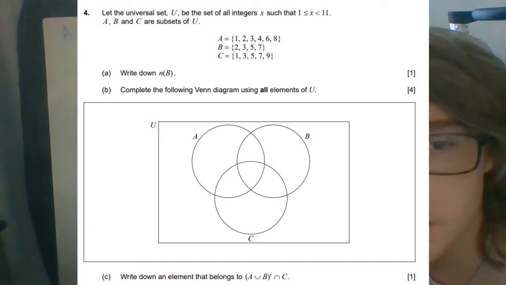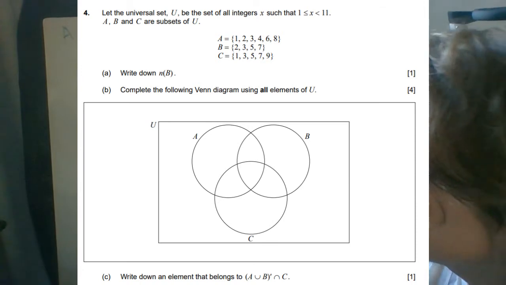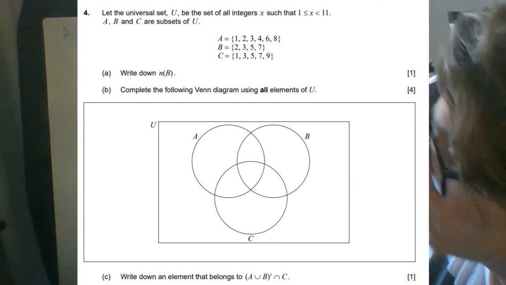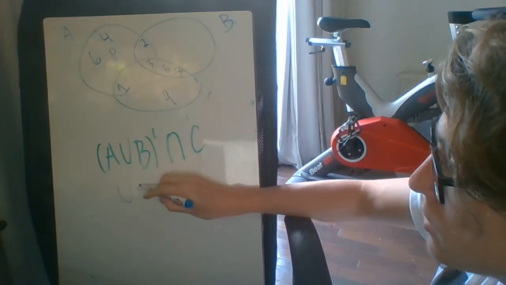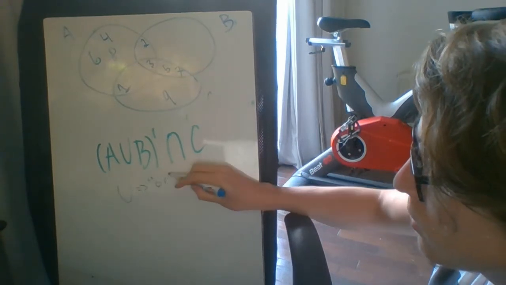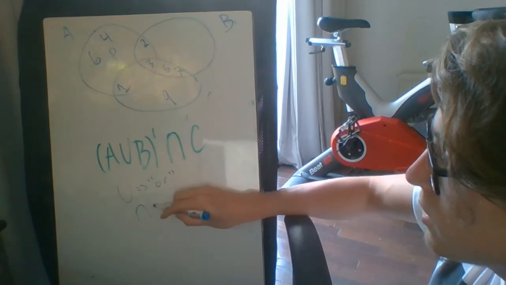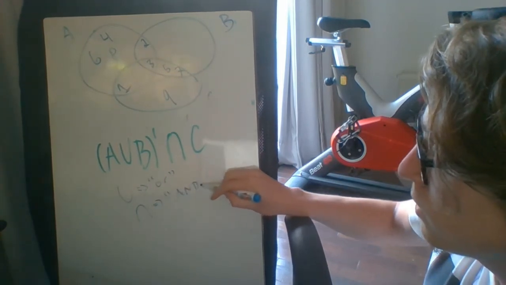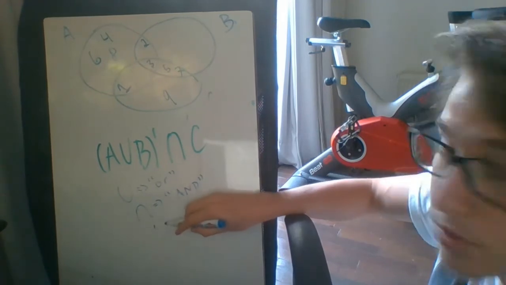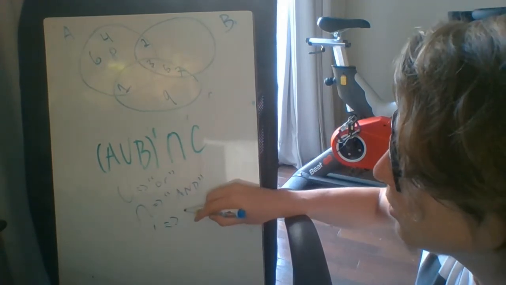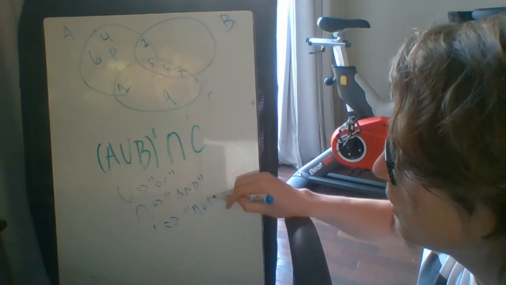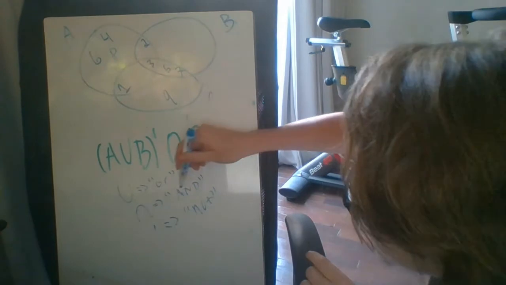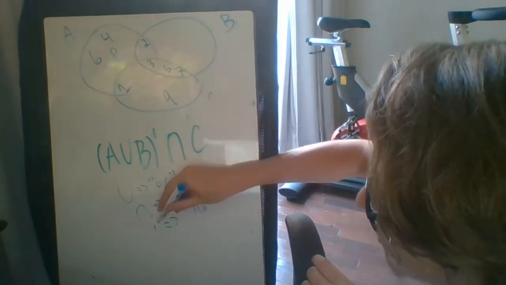Part C tells us to write down an element that belongs to this proposition right here. Now, this means or, this means and, and this apostrophe thing means not. So the U is or, the upside down U is and, and the apostrophe is not.